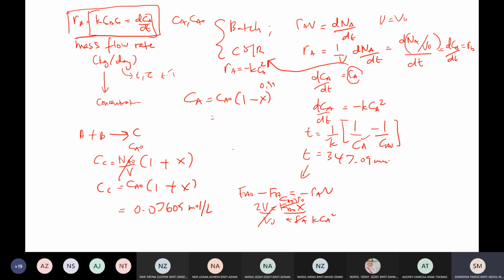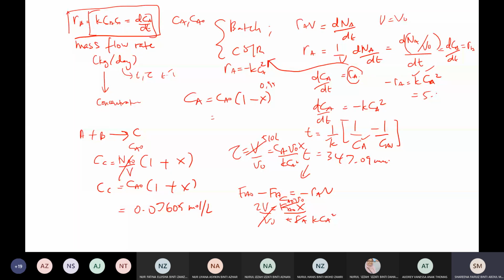Okay, so you automatically tahu tau is equal to V over V0, is equal to CA0 V0 X over KCA squared. Sini senang saja sebab you dah tahu what is V. Dia dah bagi 510 liter tapi dia tak bagi V0. So V0 you boleh cari daripada KCA squared. KCA masukkan nilai K, CA squared kita masukkan, kita dapat nilai R. So 5.337 times 10 to the power of 6, ni jawapan dia, mol per L, I mean.